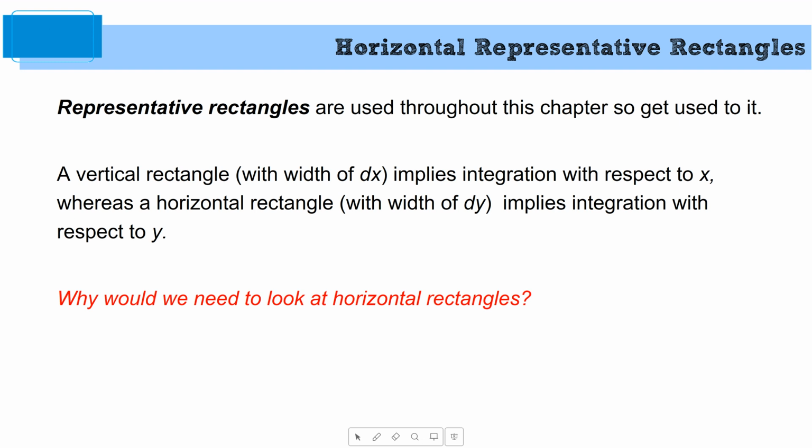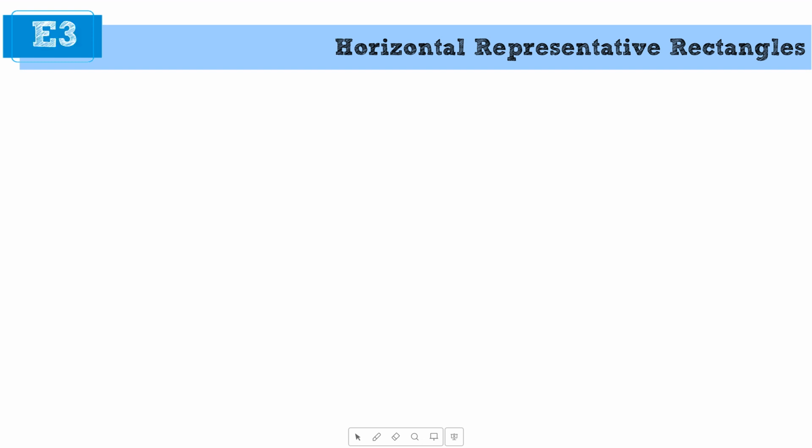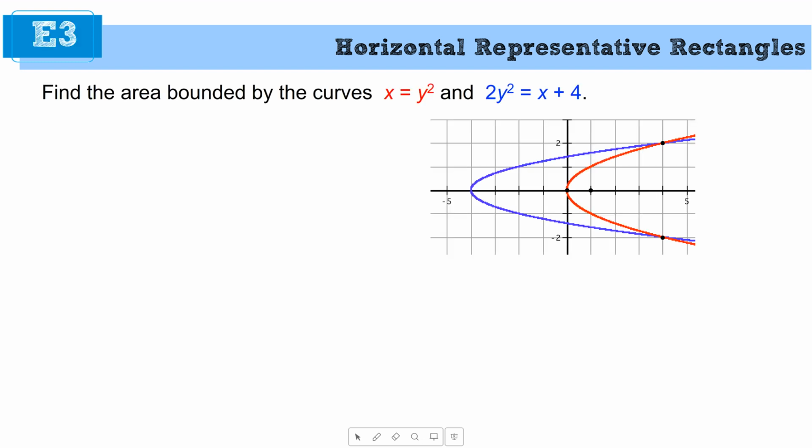So the vertical rectangles, everything was in terms of x. Our equations were written in terms of x. We had a dx on the end of the integral. Our limits of integration were relating to the x values of the points. Today, everything flips over, and now everything becomes based on y. We start with a horizontal rectangle. Our equations are written in terms of y. We have a dy on the end, and our limits of integration are y values from the points. But again, why?